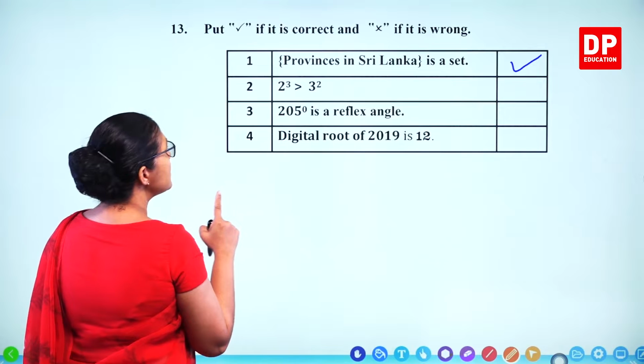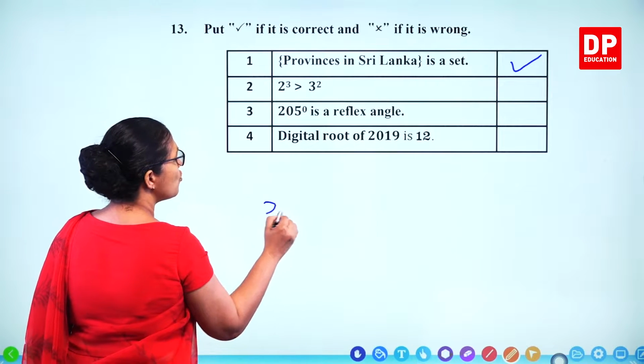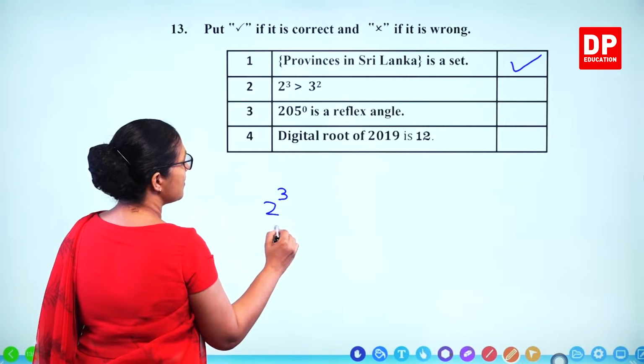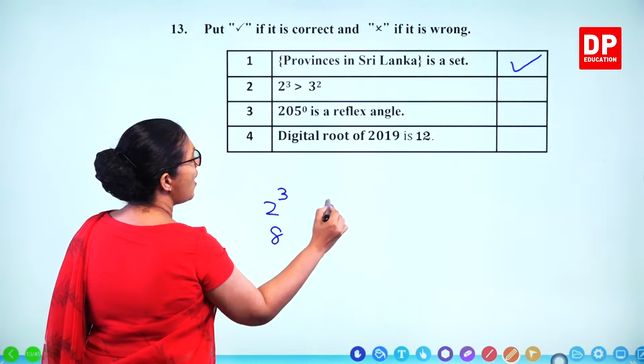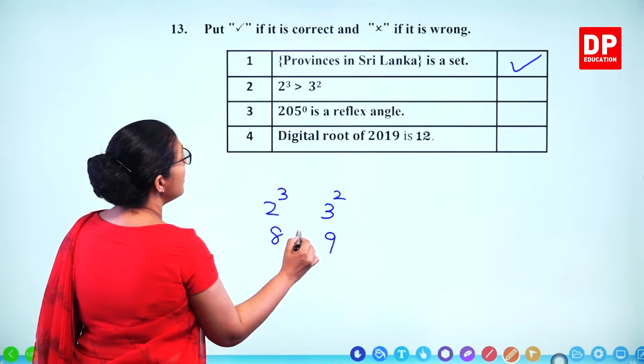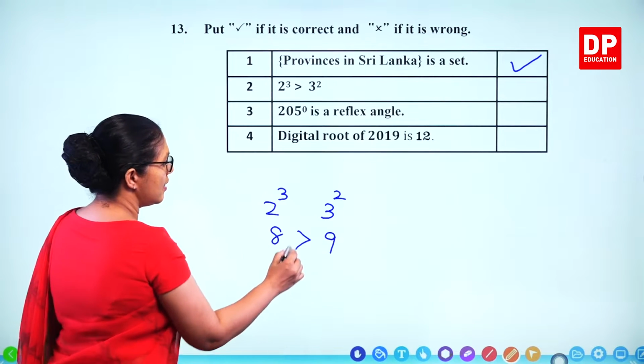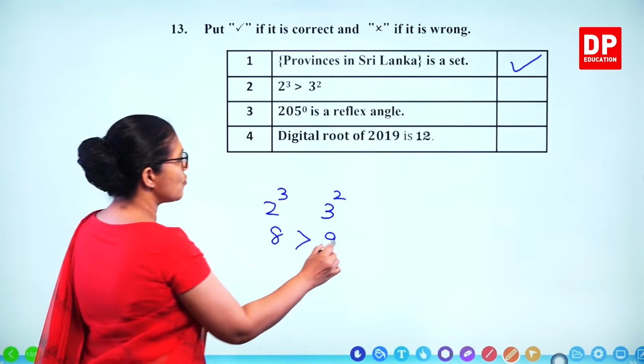2 to the power 3 is greater than 3 squared. What is 2 to the power 3? That's 8. What's 3 squared? 3 times 3, 9. 8 is not greater than 9. That's wrong.